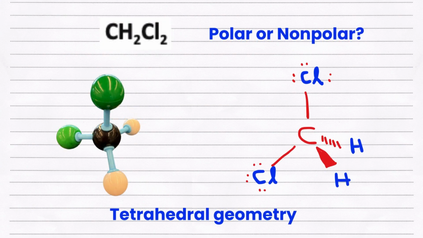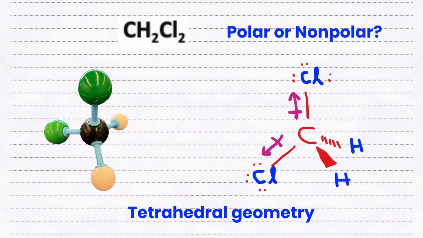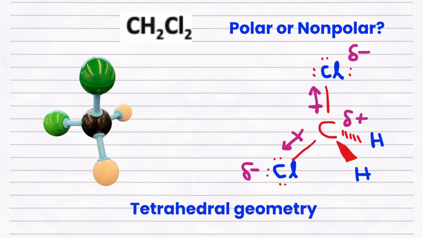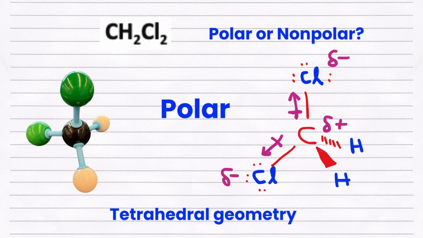It has a tetrahedral geometry. The carbon-hydrogen bonds are nonpolar, but the carbon-chlorine bonds are polar and the electrons are not distributed symmetrically. There is a net dipole moment in the direction of the C-Cl bonds, making the molecule polar.